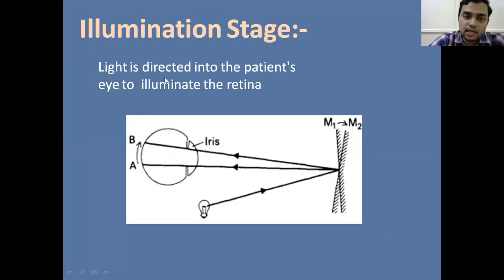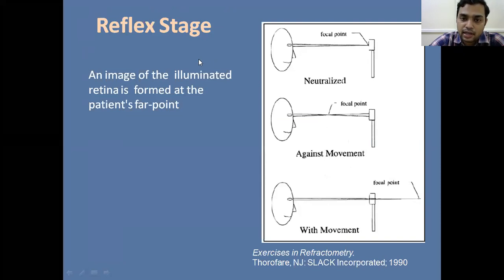In the illumination stage, light is directed into the patient's eye to illuminate the retina, and in the reflex stage an image of the illuminated retina is formed at the patient's far point. If the patient is an emmetrope, the far point is at infinity, and we do not require any lens to make it conjugate with the fovea. Whereas in hypermetropia, the far point is beyond the retina, so the far point with movement is present. Whereas in myopia, the far point is in between infinity and the eye, so against movement is seen at the far point.